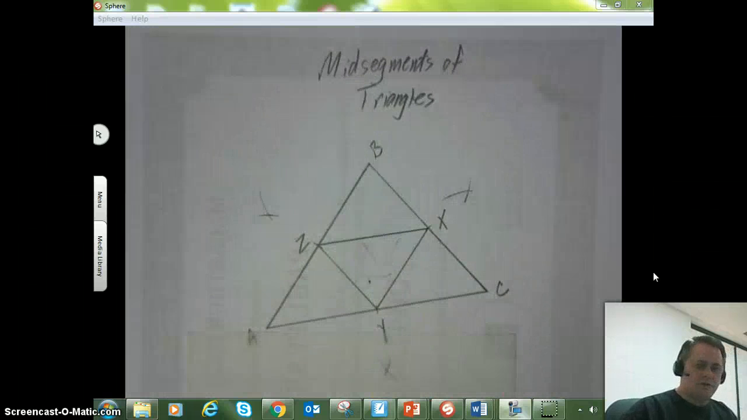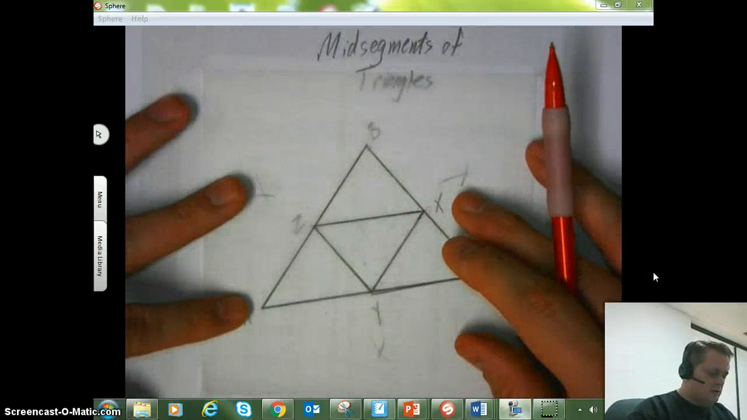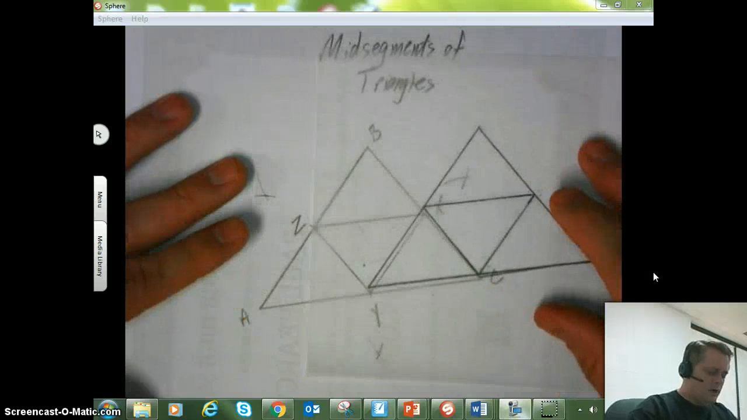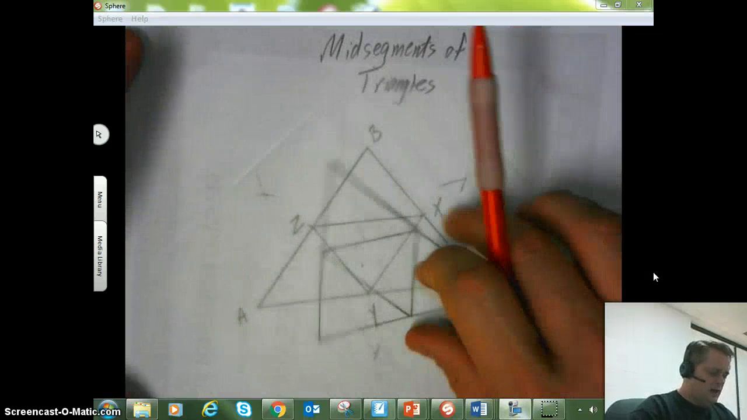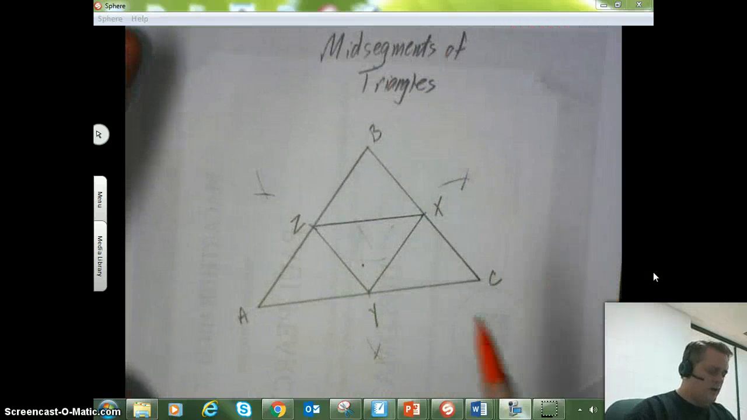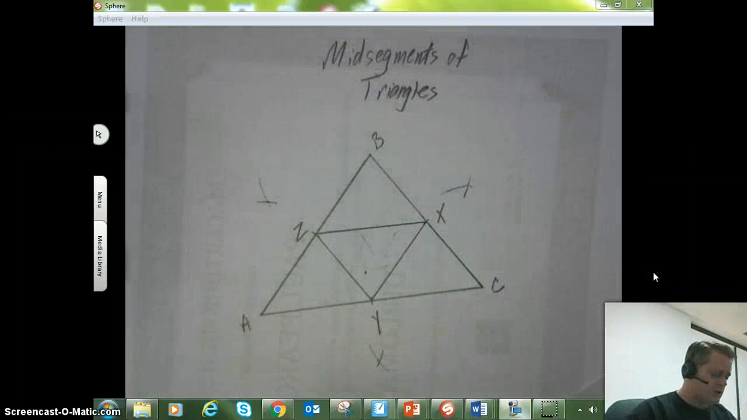So here again, this was just a quick demonstration that I wanted to show you as far as why we say that the midsegment of a triangle is parallel to the third side, and why it's going to be half as long. The only other thing that we might want to point out to you here is that when we construct the midsegments inside of the figure, it divides it up into 4 smaller triangles.